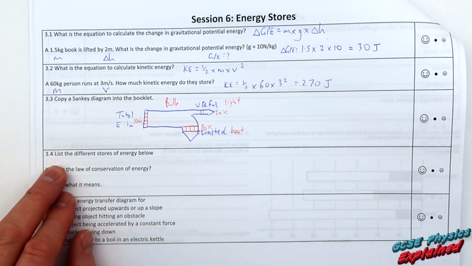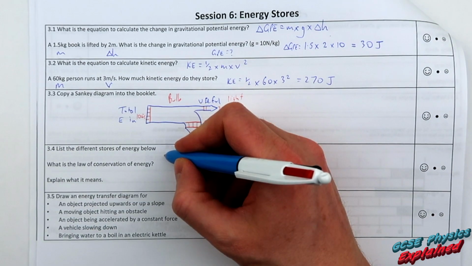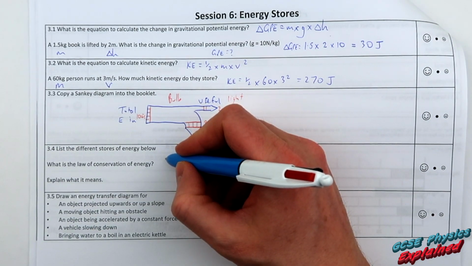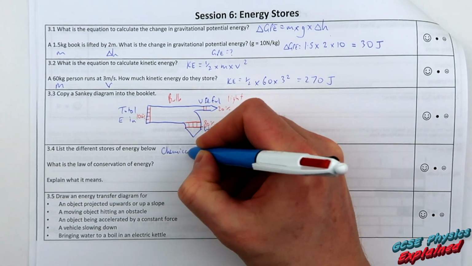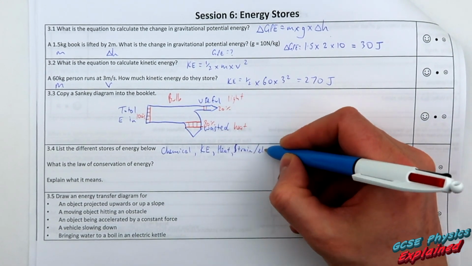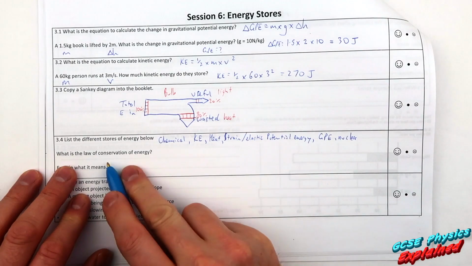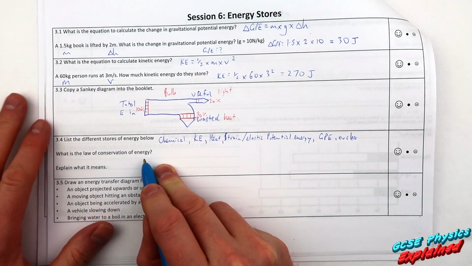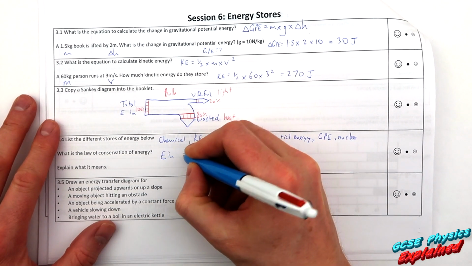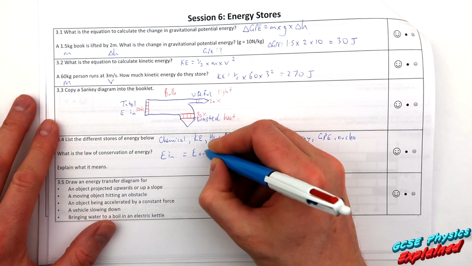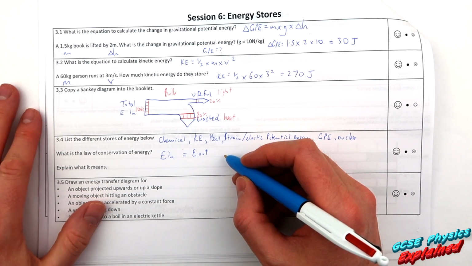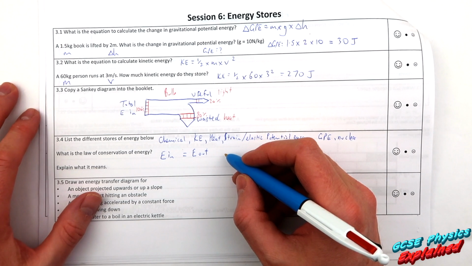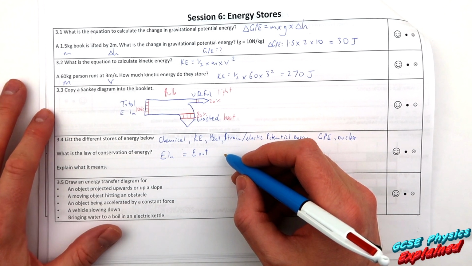List the different stores of energy below. Chemical energy, kinetic energy, thermal energy, strain energy, elastic potential energy, gravitational potential energy, and nuclear energy. What is the law of conservation of energy? Energy in equals energy out. Law of conservation of energy: energy can't be created or destroyed. It simply gets turned into different forms.